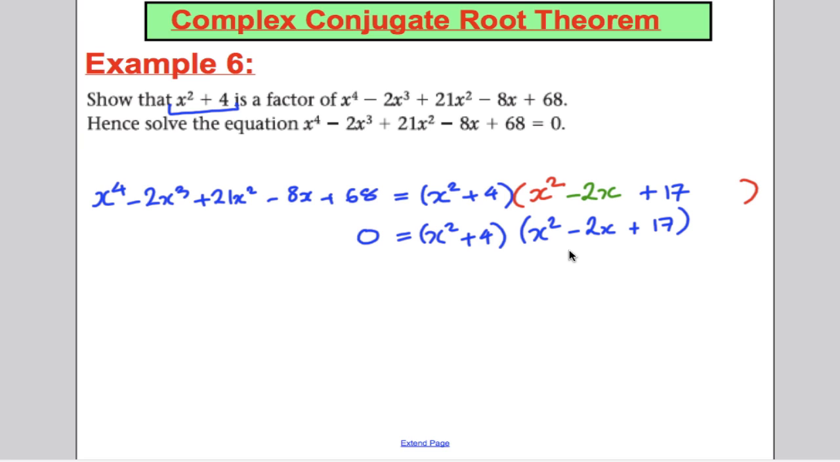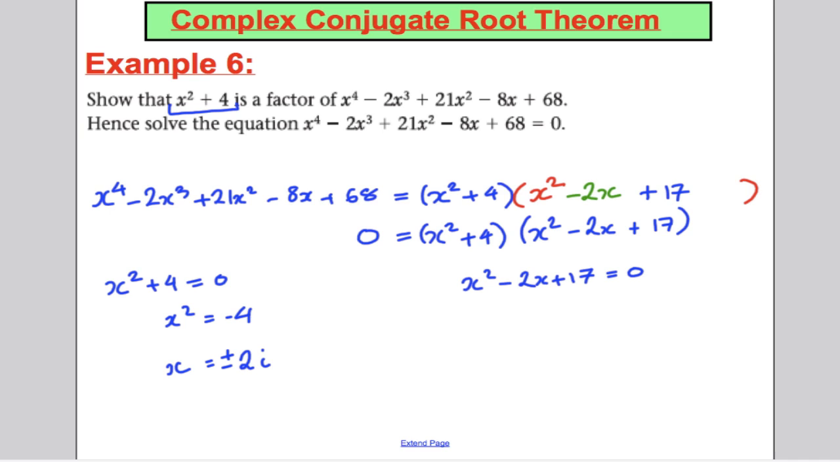So what are we going to get as our answers? Well, on the one hand, this bracket is 0. So x squared plus 4 is 0, so x squared must be equal to negative 4. Taking square roots of both sides, x must be equal to plus or minus 2i. And there's one set of solutions. On the other hand, x squared minus 2x plus 17 must be equal to 0. I encourage you to use the quadratic formula where a is 1, b is negative 2, and c is 17 to work out the answers for those. And the answers are x is 1 plus 4i and x is 1 minus 4i.